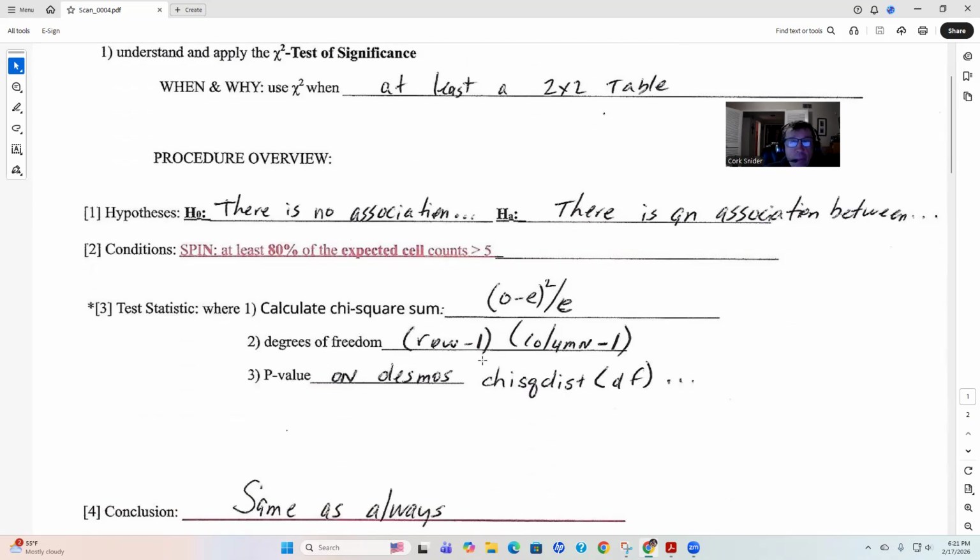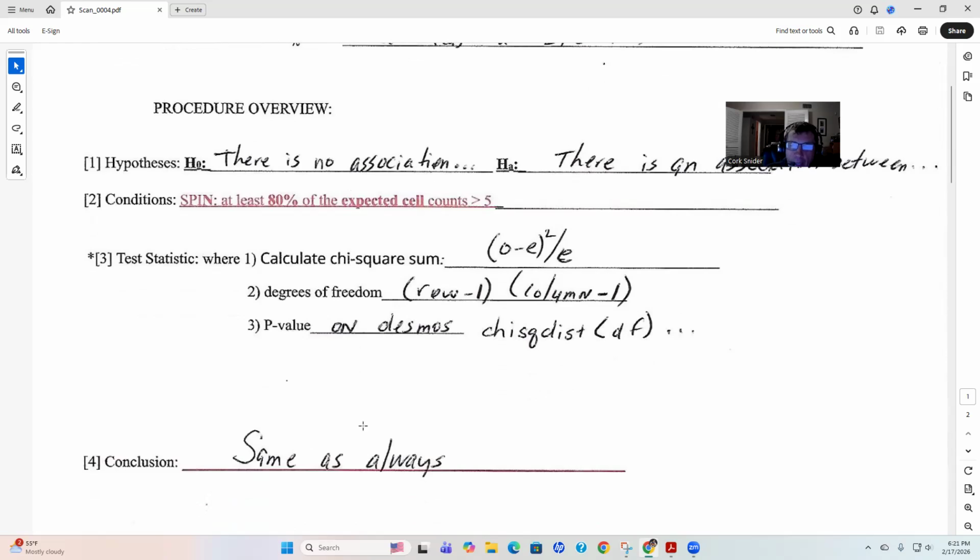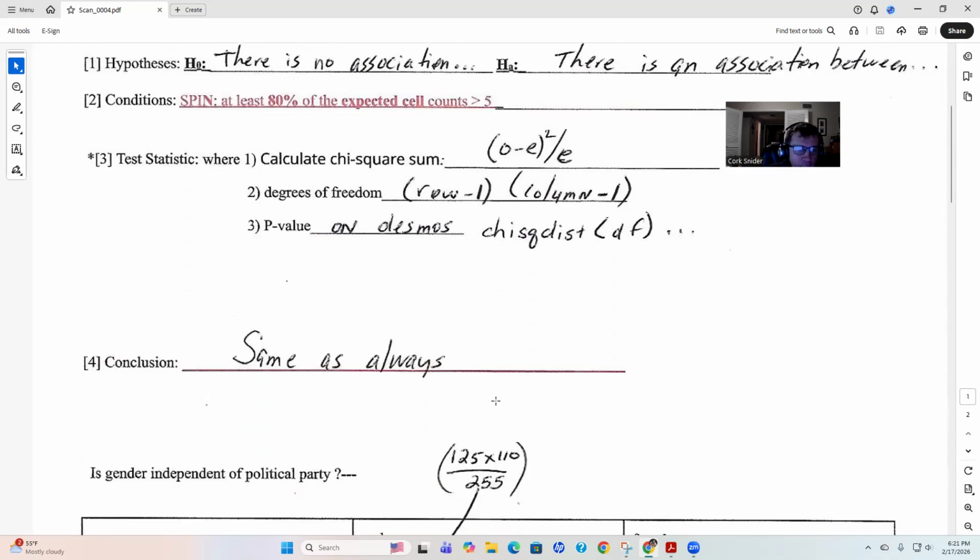The degrees of freedom is a little bit different. It's how many rows minus 1 multiplied by how many columns minus 1. So a 2 by 2 table will be 2 minus 1 times 2 minus 1. So the degrees of freedom is actually 1. And the p-value will be on Desmos. And if you were to do it individually, remember chi-square dist, and then put the degrees of freedom, and you can figure out that. And we're going to do all that for you. Conclusions, same as always, reject or fail to reject. You guys got all that.